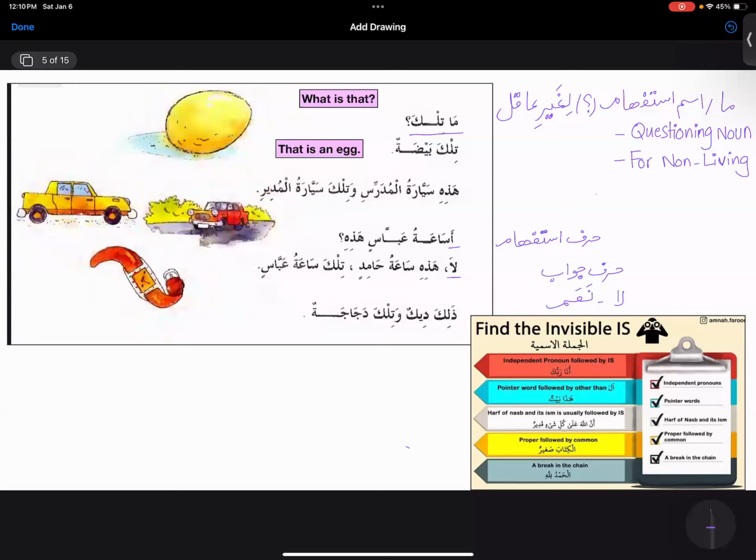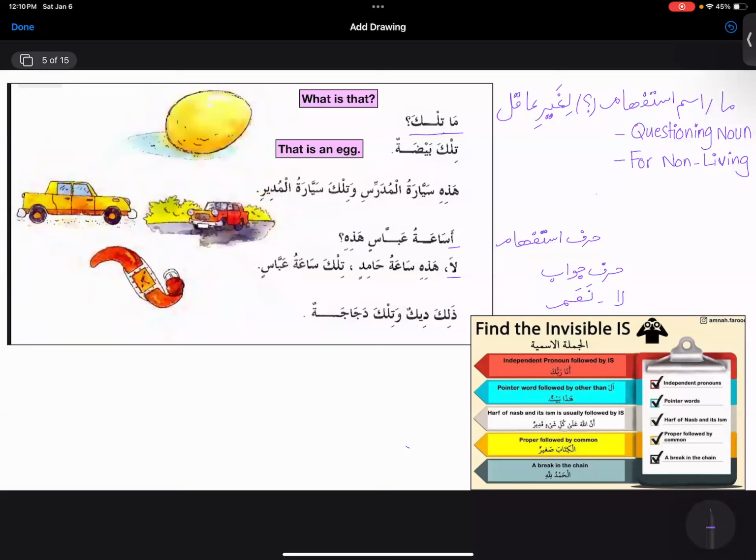So tilka baydatun. That is an egg. Baidatun, what do you need to know? That is Ismul Ishara, lil baid.